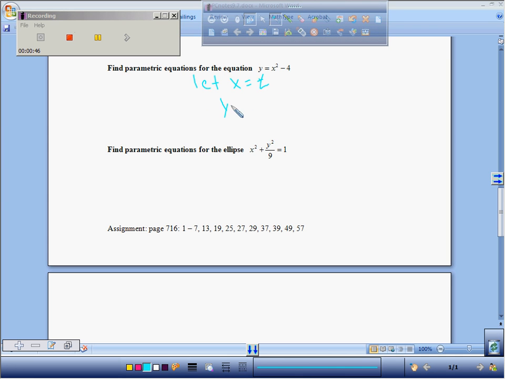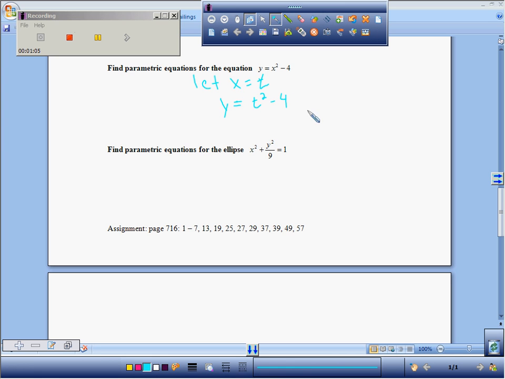So y would be what? y would be, plug t in there, t squared minus 4. Now I could have let x be other things, or I could have let y equal t, but then it would be more ugly if I wanted to make this into a parametric equation.